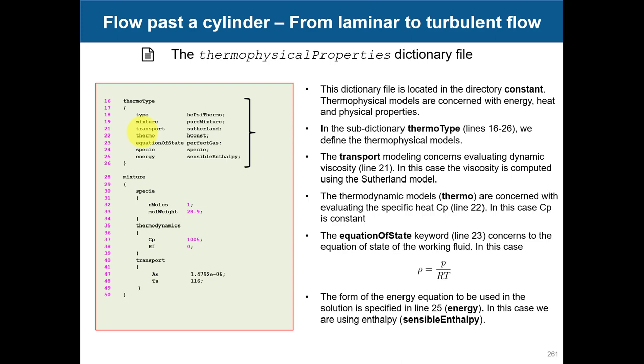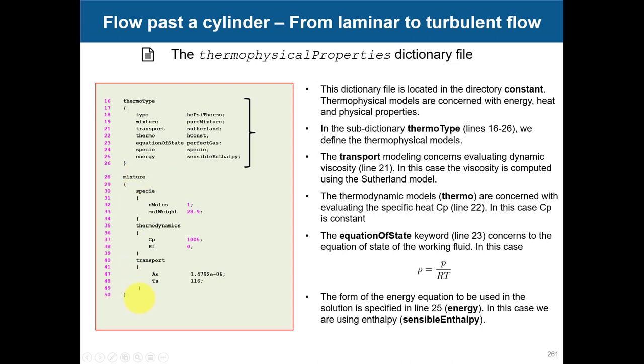Remember the banana method: misspell something and it will give you all the options. We're using the Sutherland model to compute viscosity, the changes due to temperature. For Cp we have constant Cp, so we're using the hConst model, and an equation of state, perfect gas. So you define this model, and then you have this final option: what is the formulation of the energy equation that you would like to solve? There are a few formulations. When we go into advanced physics we're going to discuss this in more detail, but we're using the enthalpy equation.